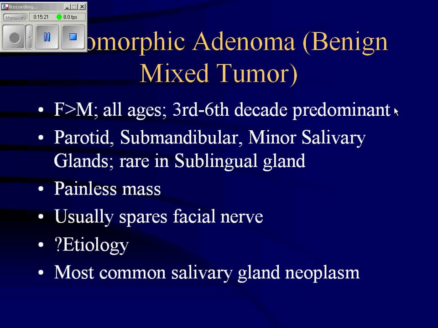Nobody's really quite sure what the cell line is. It's just some sort of cell that appears to be able to differentiate both into a myoepithelial and an acinar type cell. And it is the most common of all salivary gland neoplasms.